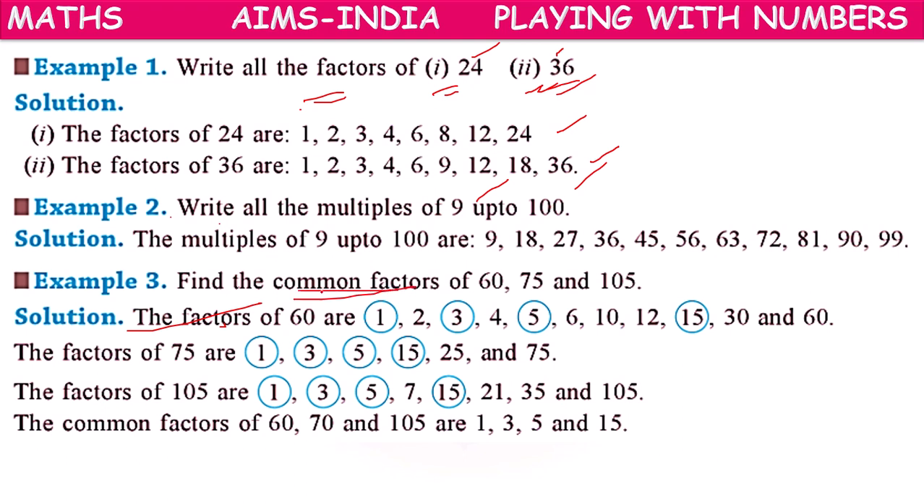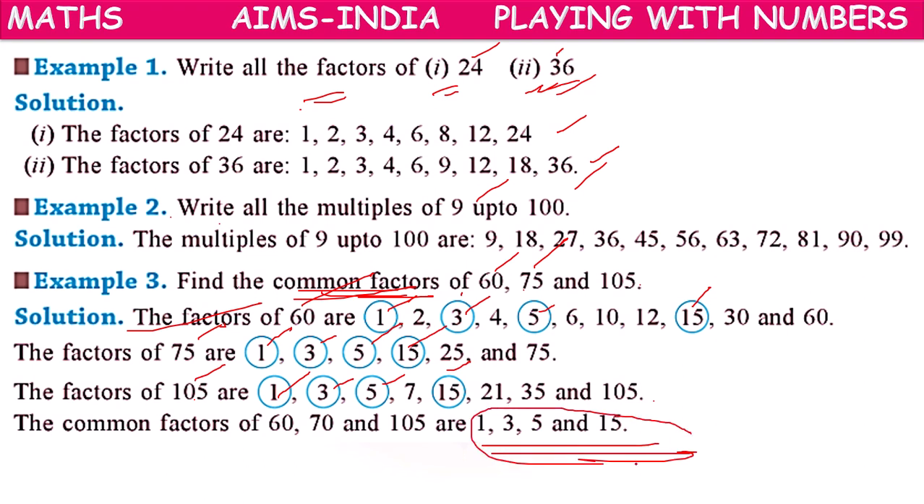Example 3, common factors. Common factors of 60, 75, 105. You have to write factors of 60, factors of 75, factors of 105. So what are the common factors? 1 is present in all 3, 3 is present in all 3, 5 is present in all 3, 15 is present in all 3. So 1, 3, 5, 15 are the common factors of the given 3 numbers. First we will write all the factors, then we will circle all the common factors.